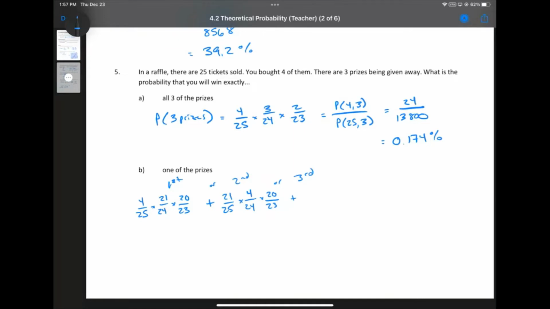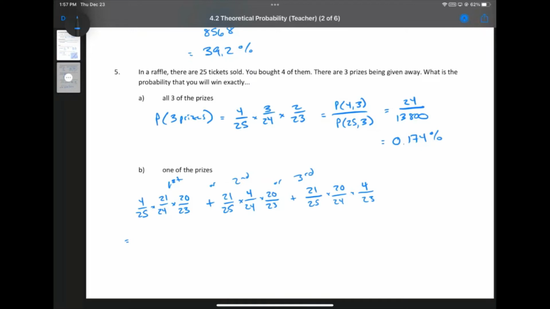And finally, we're going to lose the first one. I'm going to skip through this a little faster. There are 25 tickets for that, 24 for the second prize, 23 for the third. For the first one, none of your 4 tickets can win, so there are 21 ways you can lose. For the second one, there are 24 tickets. You have 4 tickets, so there are 20 ways you could lose. And the last one, there are 23 tickets. 4 of them are yours, and you need to win, so it's a 4 in 23 chance you'll win.